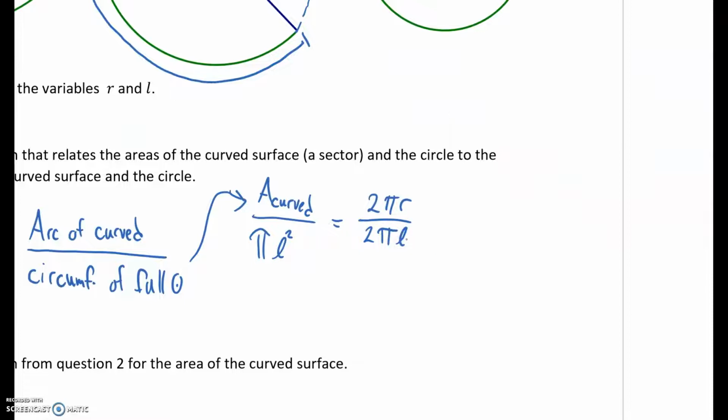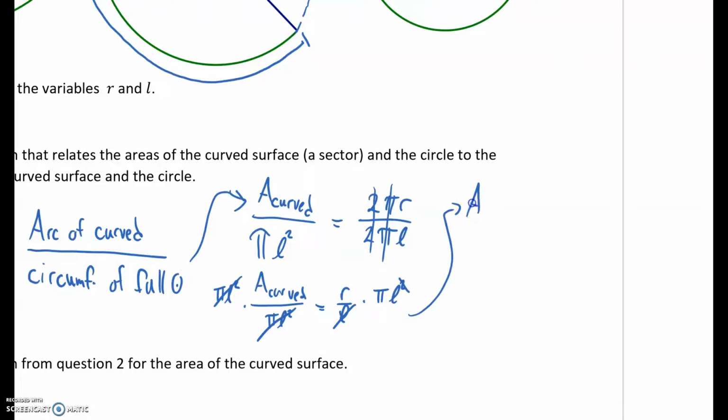And if we go to clean this up a bit here, we can see the 2's cancel, the pi's cancel. And so I end up with area of the curved surface over pi L squared is equal to just r over L. Okay. And I want to get area of curved surface by itself, so I'm going to multiply both sides by pi L squared. Right, that cancels out with that. So here the L will cancel with one of those L's, but I'm still left with the area of the curved surface, which is going to be equal to pi r L. Okay, so pi r L.